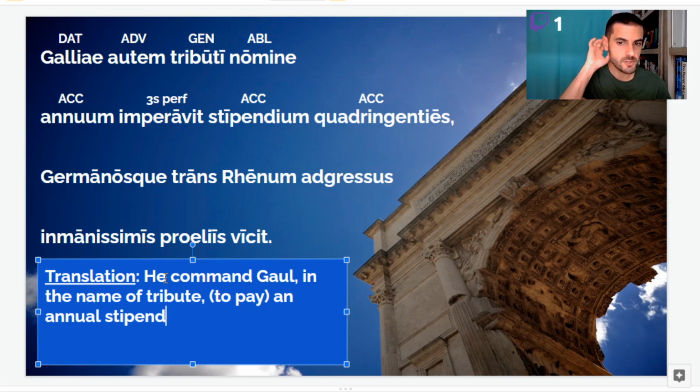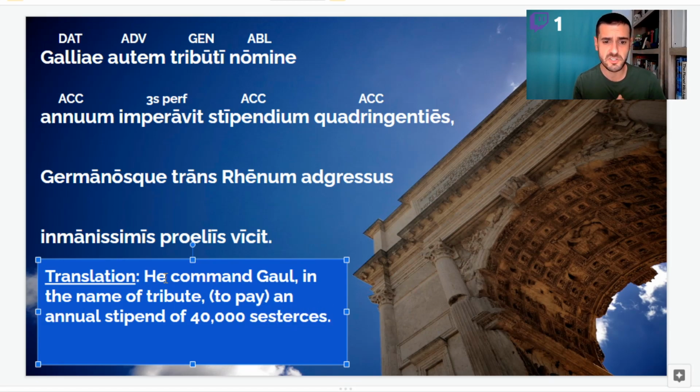And it's quadringenties, which technically I think means 400. But I looked this up, and apparently it's 40,000 sesterces, I believe it was. Which is a good chunk of money. That's a good chunk of money.